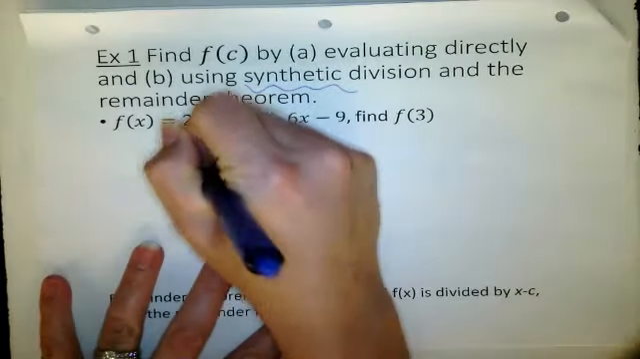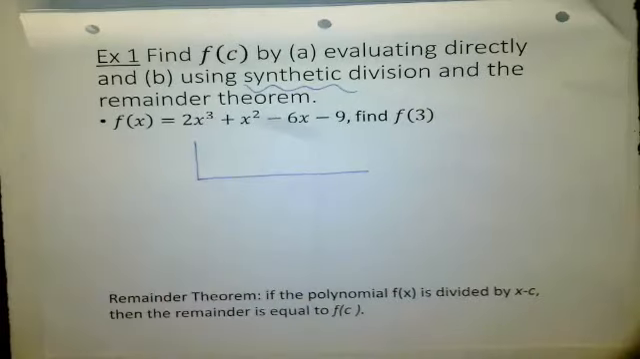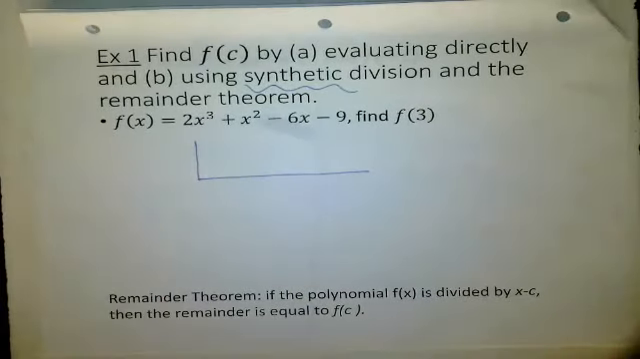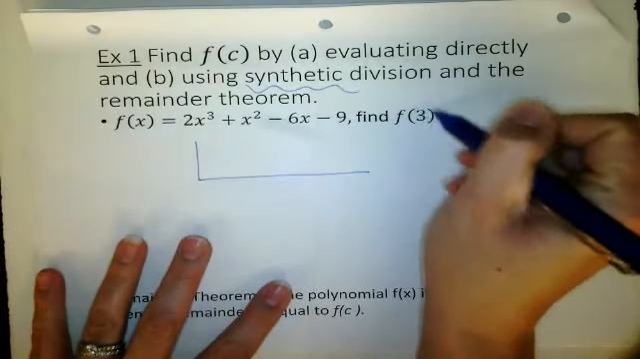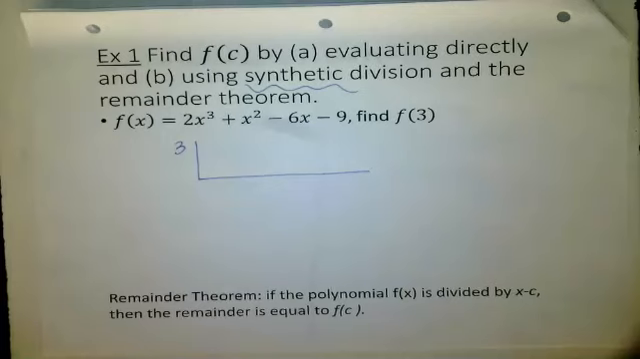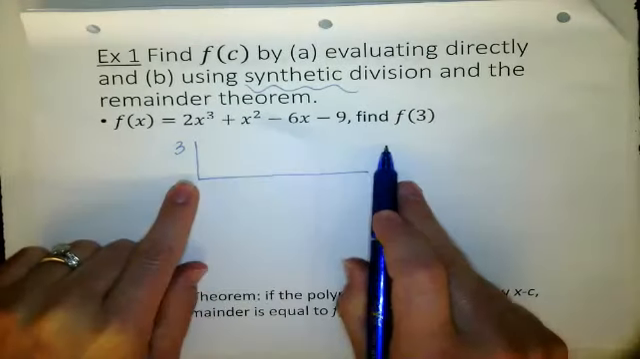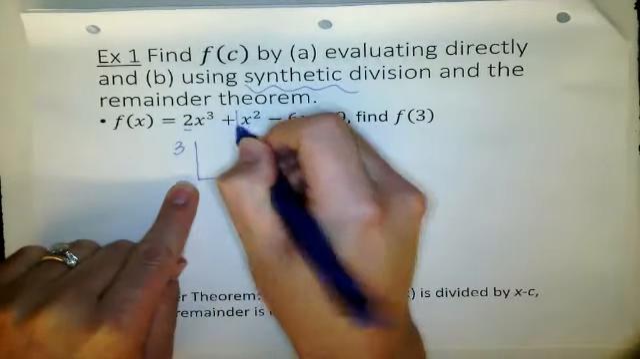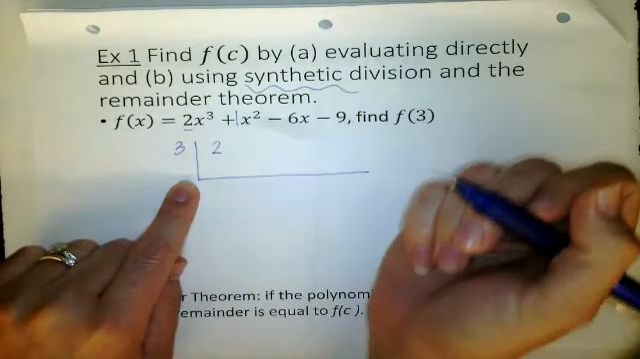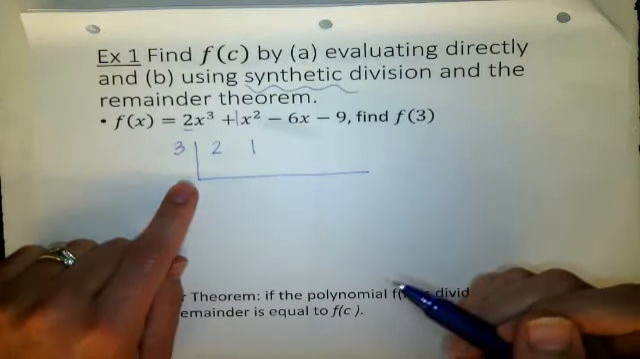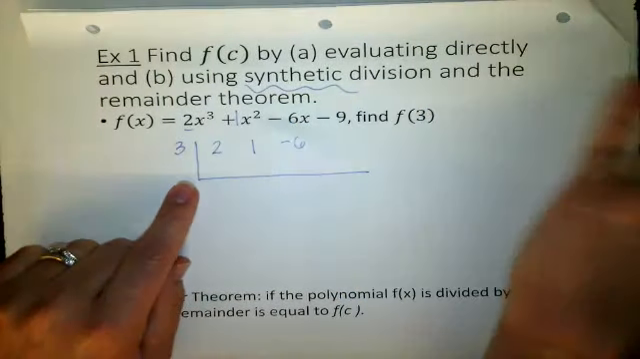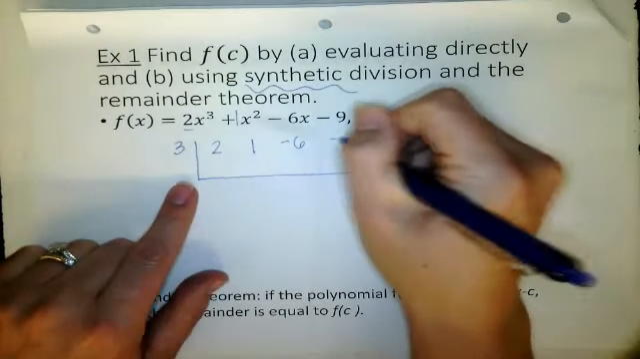Now what I'm going to do is create a little division box. I don't use the same symbol as long division. Most teachers use this sort of little box thing. The number that we want to evaluate, the number we're going to plug in, goes on the outside. And we get to write all the coefficients along the top. We're going to put down the 2. That represents 2x cubed. We're going to write down the 1. That's just going to represent 1x squared for us. Negative 6 is going to represent negative 6x. And then negative 9.